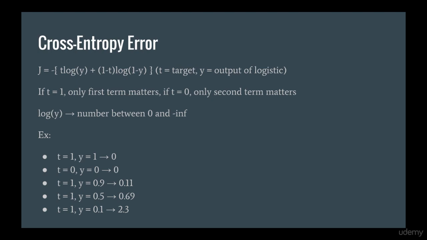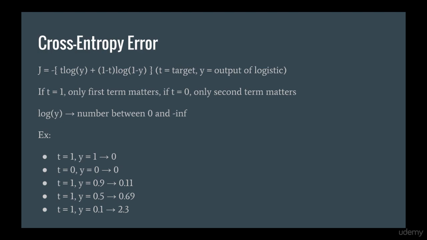Let's say the target is 1 and y is 0.9, so we're mostly correct. That gives us 0.11, which is a very small error, so that's also great. Now let's say the target is 1 and y is 0.5, so we're right on the cusp of being correct. That gives us 0.69, which is a bigger error, so it seems to be working so far.